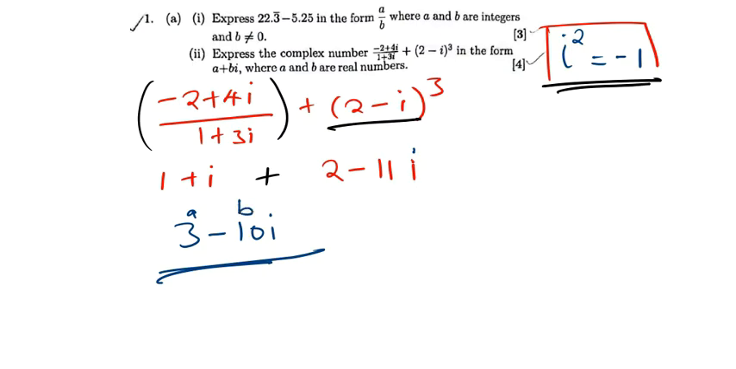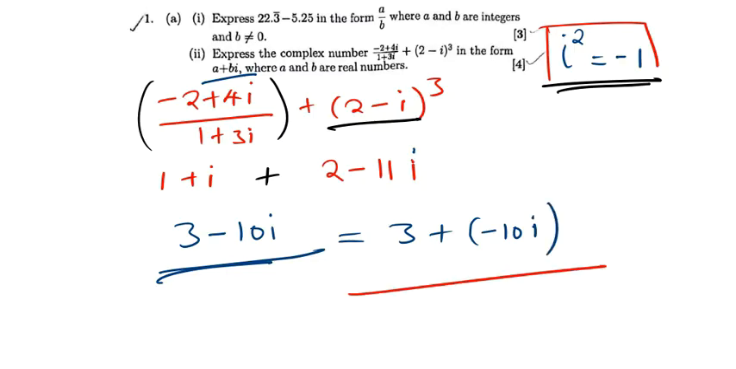So if you want it to be in the form of a plus bi explicitly, you can say 3 plus negative 10 i. That's still sufficient, right? Okay, so very simple and straightforward question.